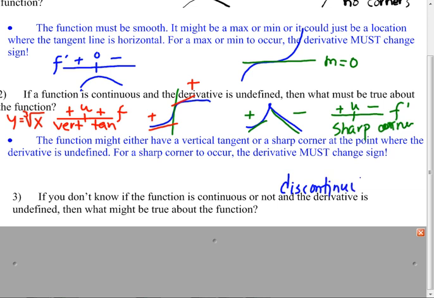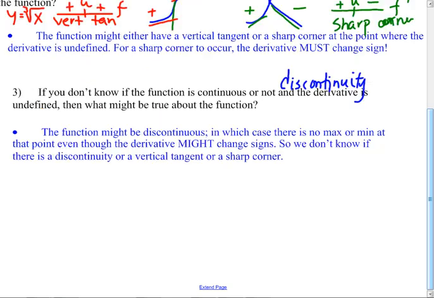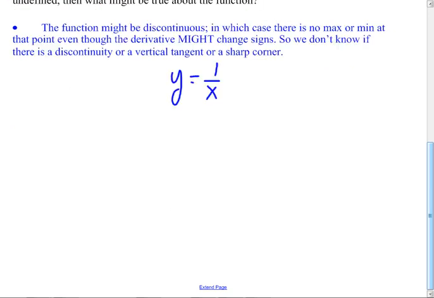They're usually going to tell you if it's continuous. If they don't tell you, then you're going to have to check your domain and make sure you don't have a hole there or a vertical asymptote. For instance, y equals 1 over x. What if y is equal to 1 over x? Do you remember the derivative of that function?